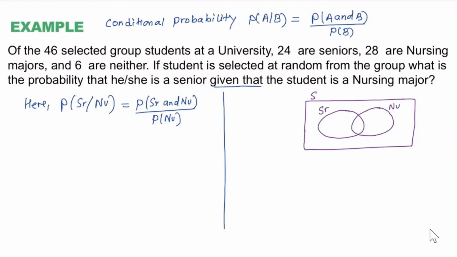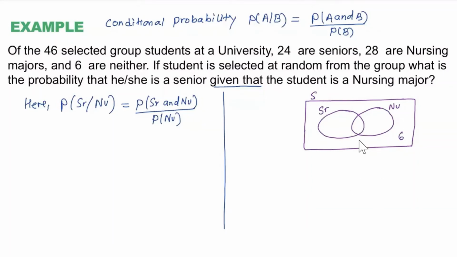Okay, so they have given the information here. 6 of these 46 students are neither nursing nor senior. So those 6 students cannot be included in any of these circles. So you can put them outside the circle.